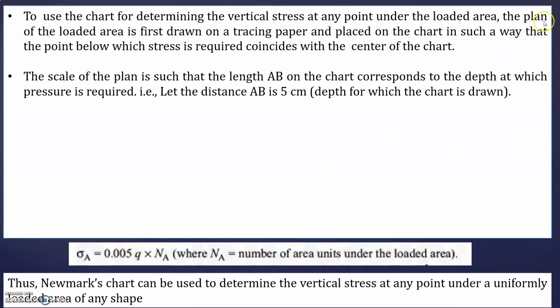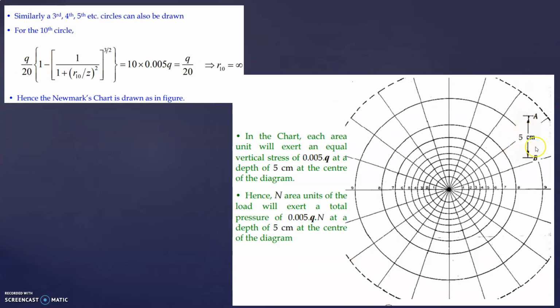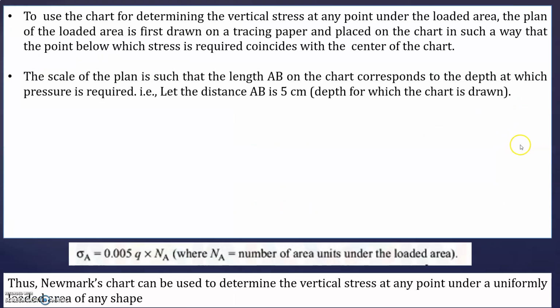Here first you have to draw the plan of the loaded area on a tracing paper and place it on the chart, in such a way that the point below which stress is required coincides with the center of the chart. The scale of the plan is such that the length AB on the chart corresponds to the depth at which the pressure is required. You can see here the length AB is given, so based on that you have to draw the plan.